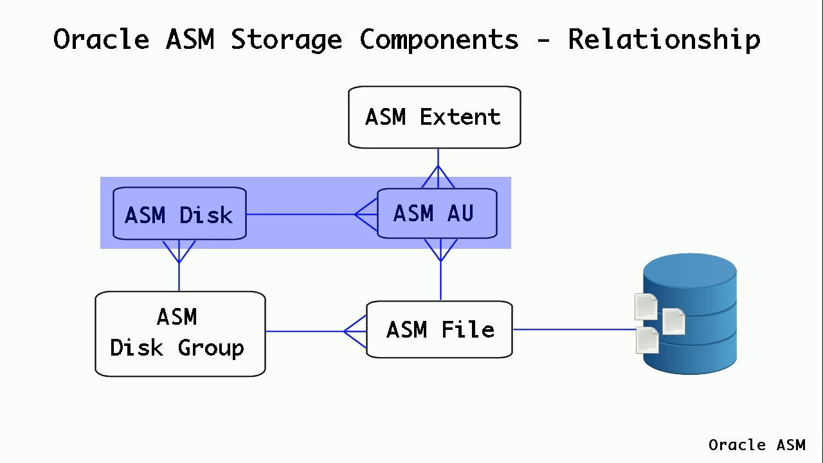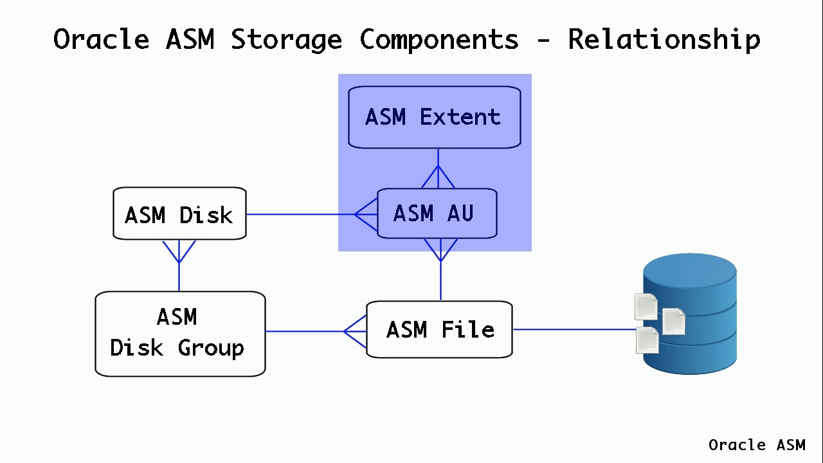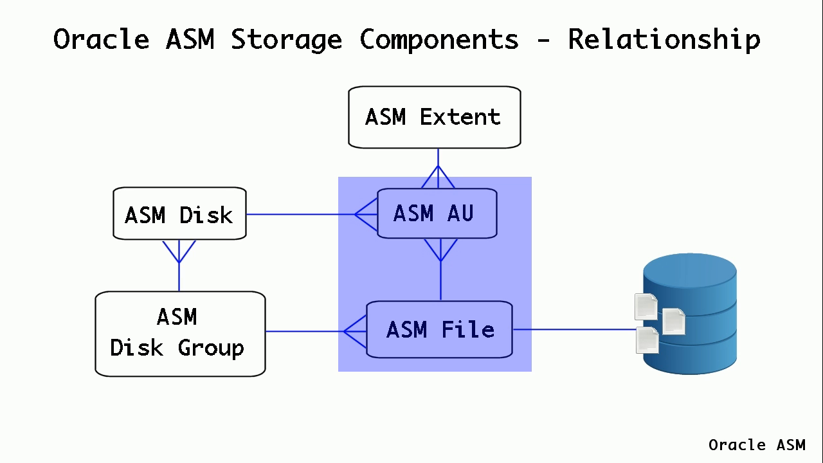Every ASM disk is subdivided into several allocation units. Each ASM extent is a collection of one or more ASM allocation units from a specific ASM disk. Each ASM file is a collection of one or more ASM allocation units from a specific ASM disk group.